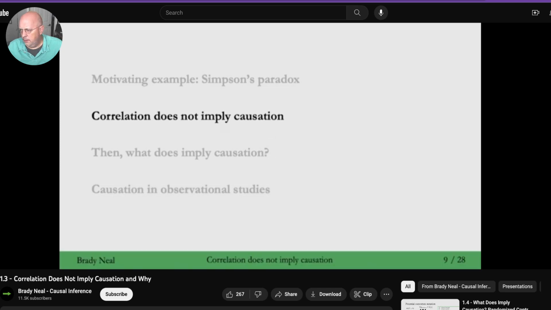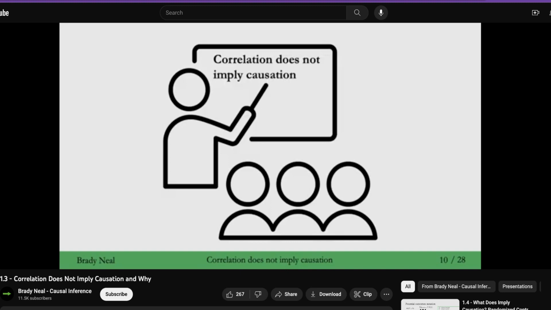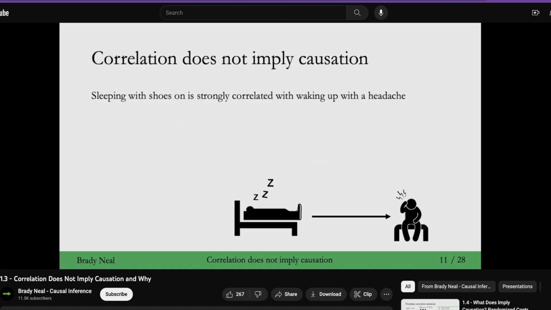Correlation does not imply causation. You've probably heard this many times before, and for machine learning people, this is prediction does not imply causation. So the example here is that, say you are looking at data of people who sleep with their shoes on and wake up with headaches. And it turns out that most people who sleep with their shoes on wake up with headaches. Most people who don't sleep with their shoes on don't wake up with headaches. The two are strongly correlated, strongly associated. You might think, oh, okay, I probably shouldn't sleep with my shoes on because I don't want to wake up with a headache, that it's a cause.